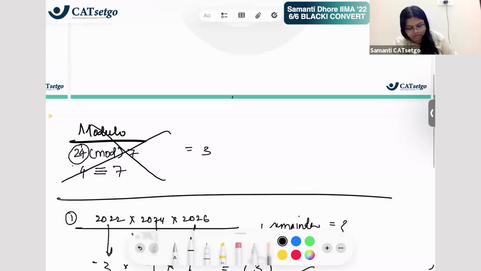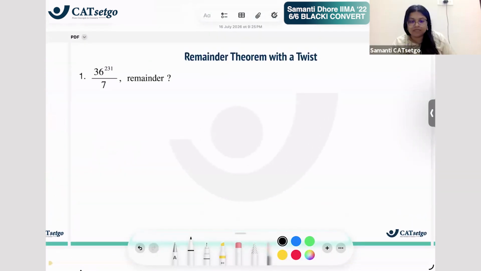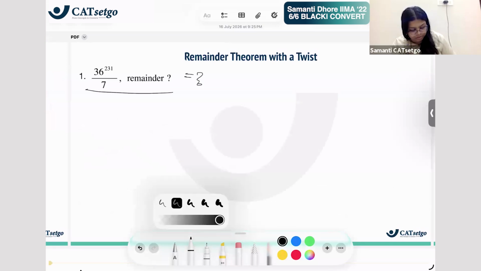Now let us look at the new concept, that is the remainder theorem with a twist. Let's say now we have to find the remainder of this. What will it be? What will be the remainder? I just taught you the remainder theorem. Tell me what will be the remainder here.